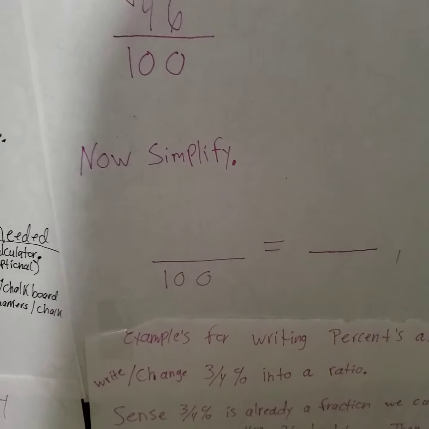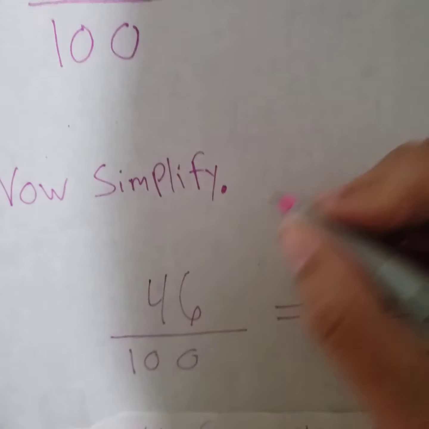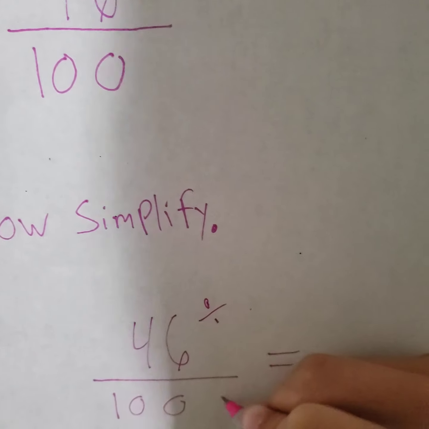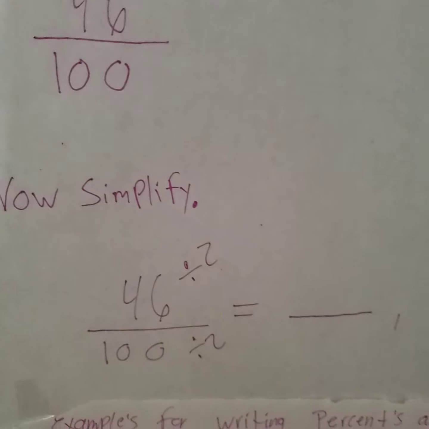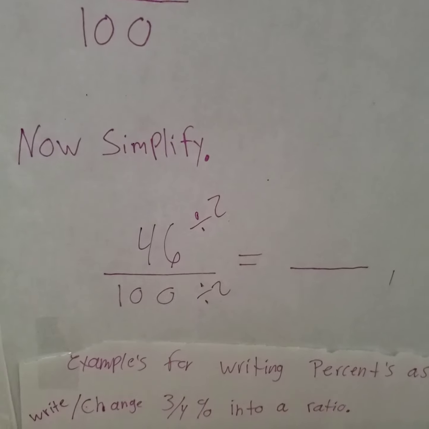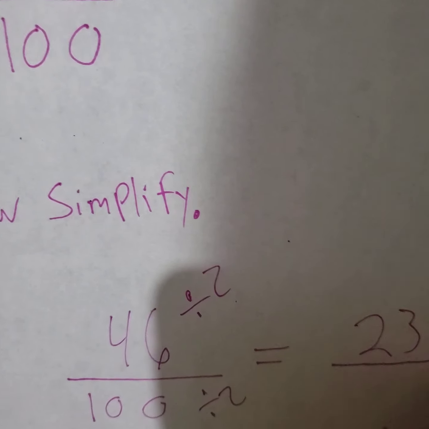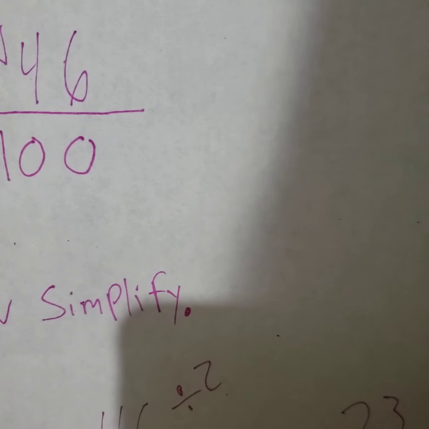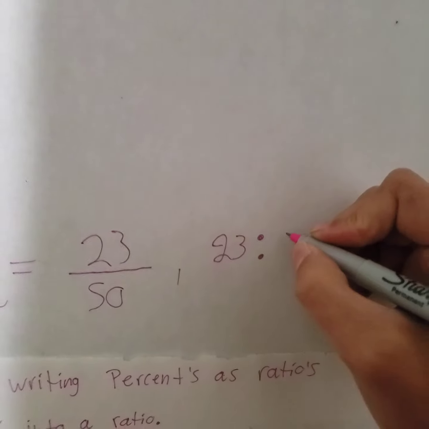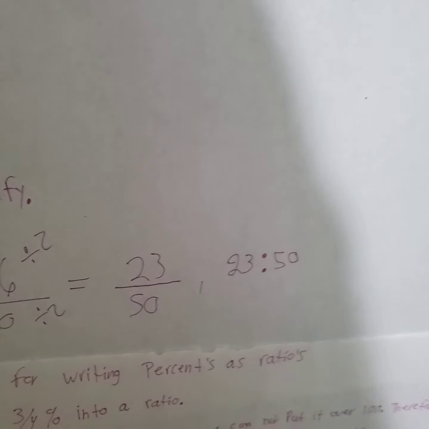Now, if you're simplifying, we'll have 46 over 100, and then you'll divide the top and bottom by 2. You can do this with a calculator, or you can do long division, whichever you like. Well, 46 divided by 2 is 23, and 100 divided by 2 is 50. So, 23 out of 50 students preferred white milk over chocolate.